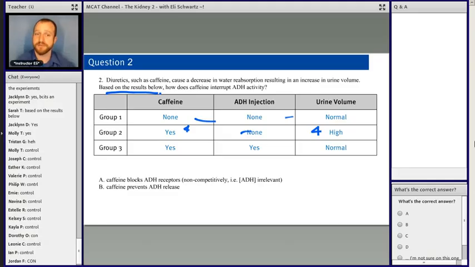Well, that was expected. Now, let's check out the real experiment, which is what they were asking about, which is what happens when there's caffeine and injection. Normal. Okay, so group 1 is the original control. Group 2 is sort of the caffeine control, if you want to think of it that way. And then group 3 is our actual experiment group.